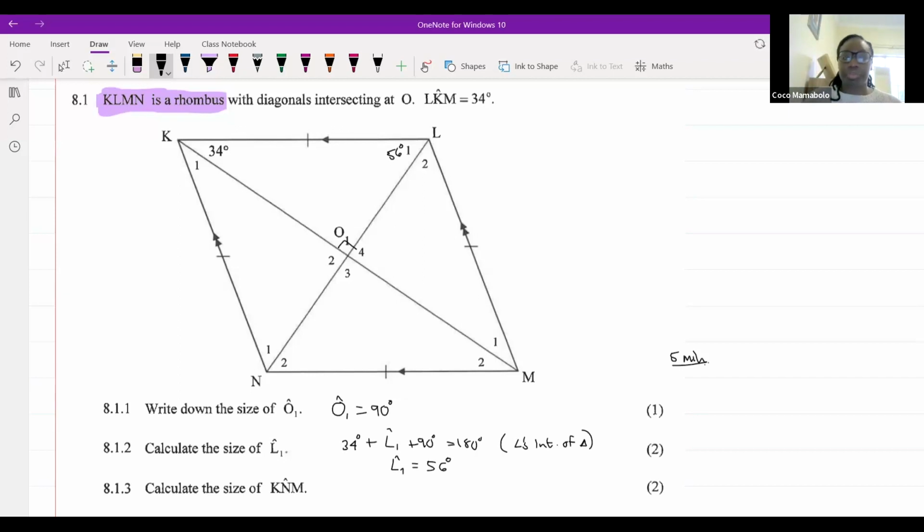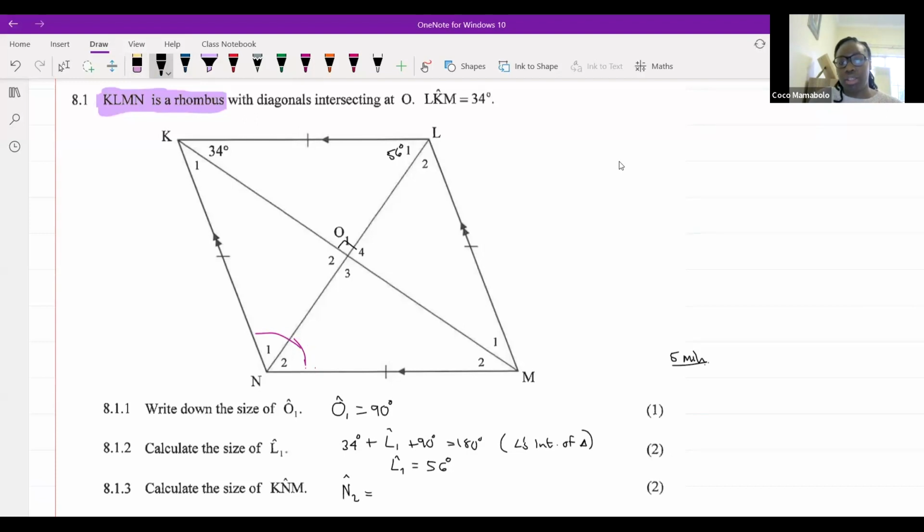Now it says calculate the size of KNM. So they want us to calculate the size of this big angle over there. If we look at how the triangle's been given to us, we can figure out what N2 is, and we can figure out what N1 is, and then we'll be able to figure that out. I will start with N2 because N2 is the easiest one.